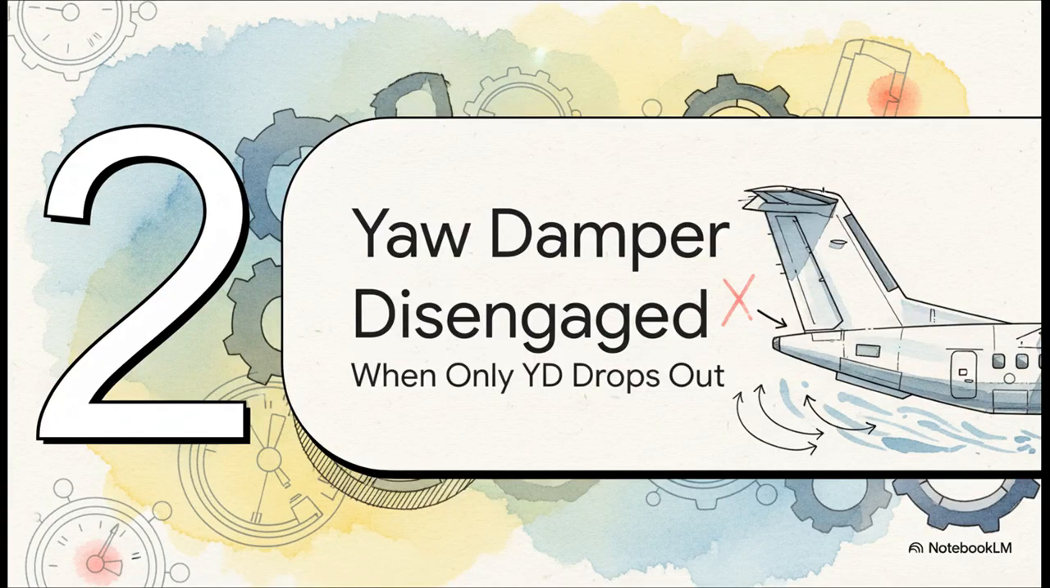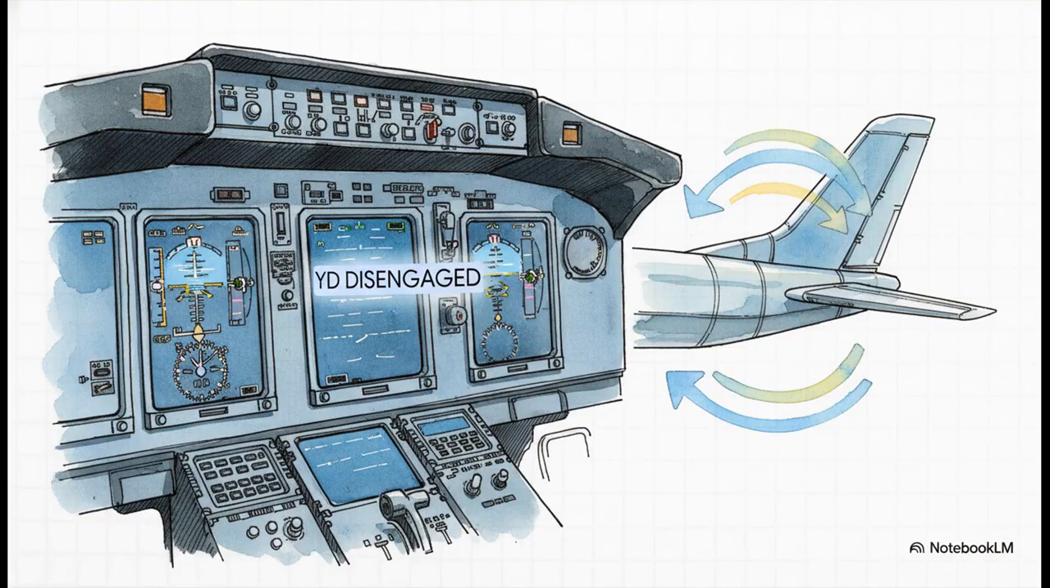Moving on to Section 2, yaw damper disengaged. This is for when only the yaw damper drops out. In this specific scenario, your PFD is going to display a flashing YD disengaged message. Now, what's really vital to note here is that the autopilot hasn't dropped out. Only the yaw damper has automatically disengaged. So this specific flashing message is your trigger for a slightly different set of precise actions.